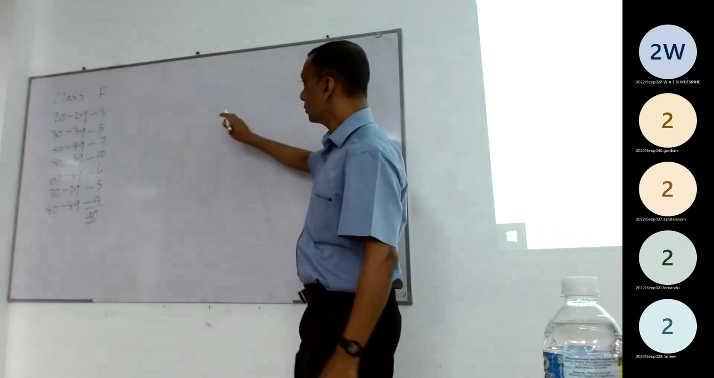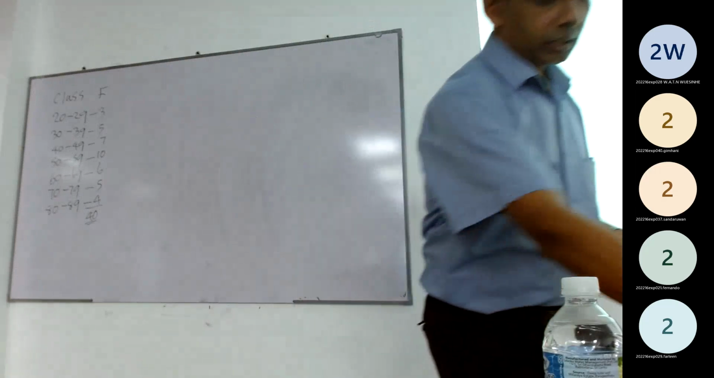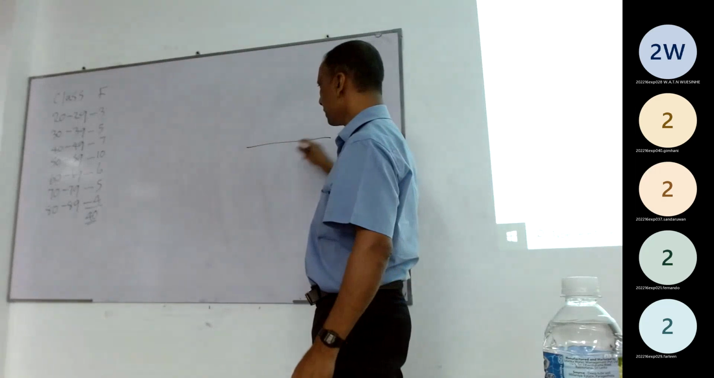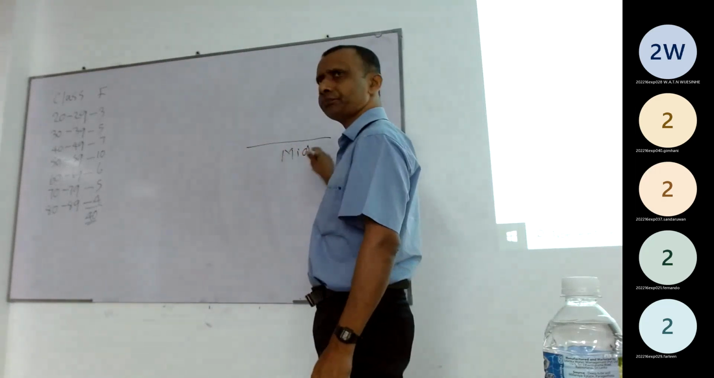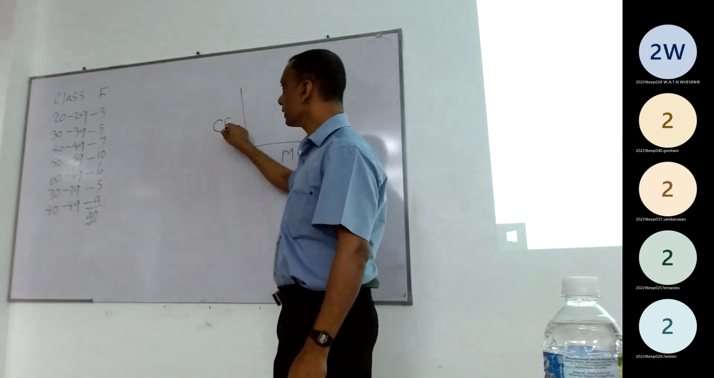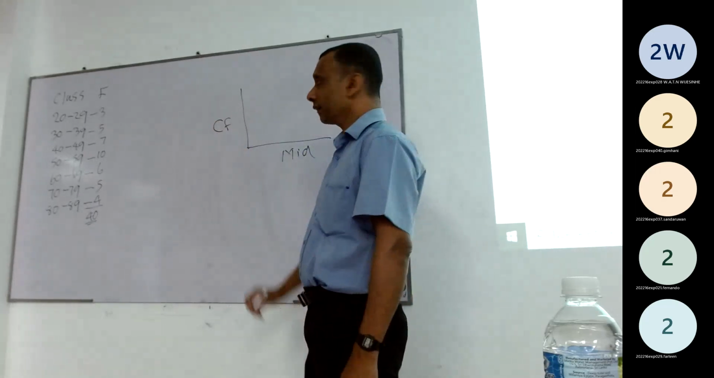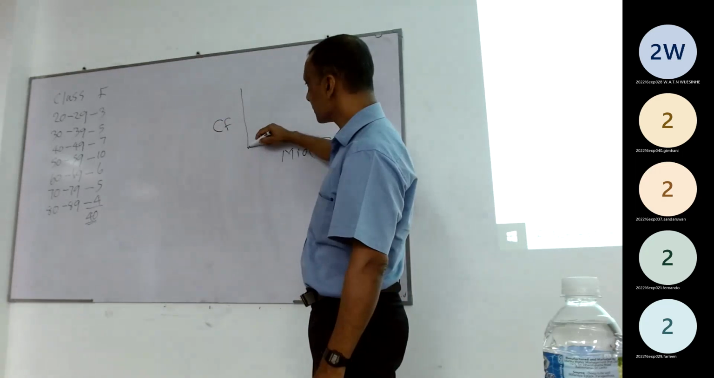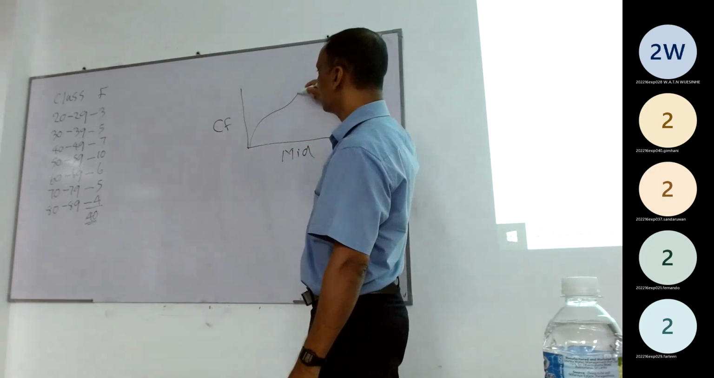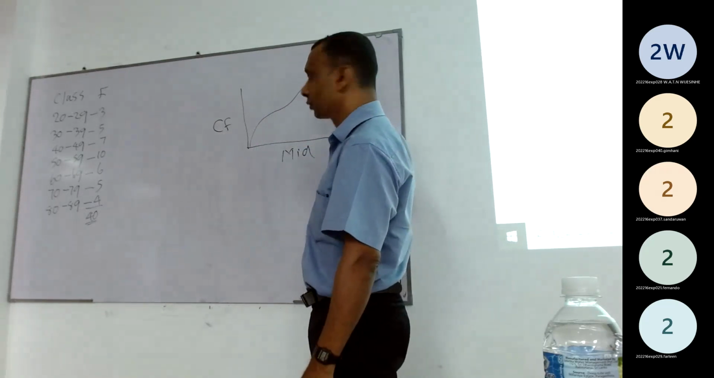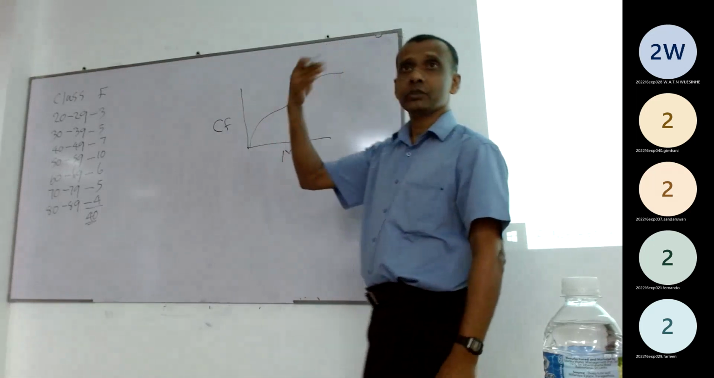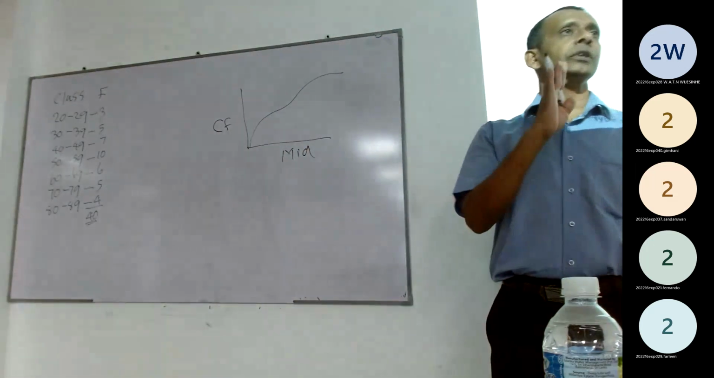Ogive, the cumulative frequency curve. On the x-axis, take the mid value. On the y-axis, take the cumulative frequency. The cumulative frequency is represented at each mid value, and then you link them as a curve, like that you can see. Sometimes it will be on the other side, but you take cumulative frequency.